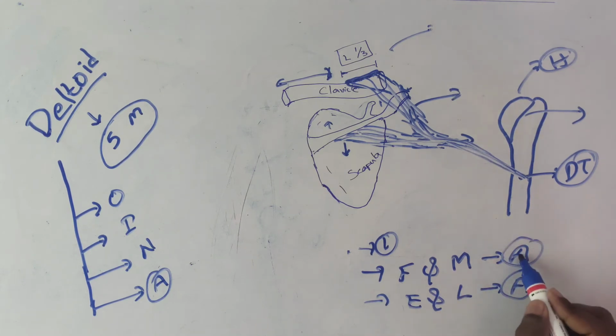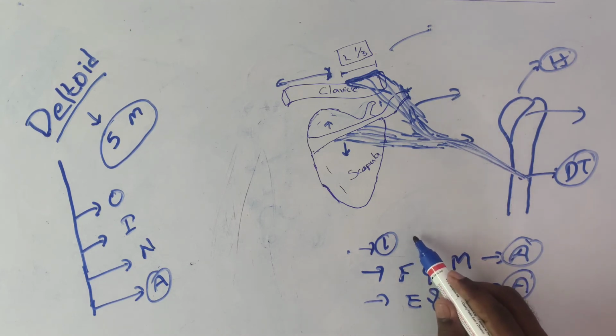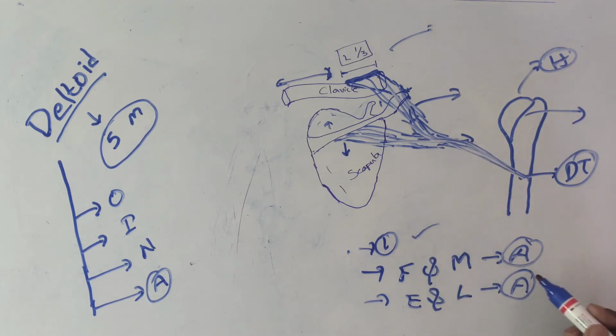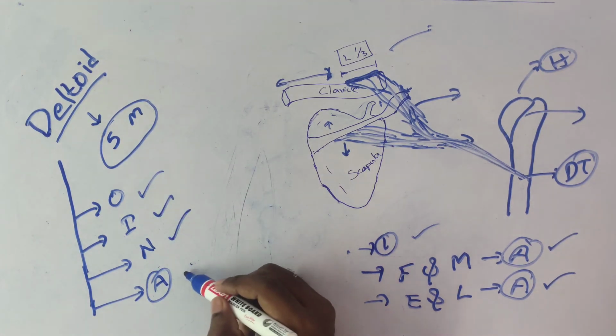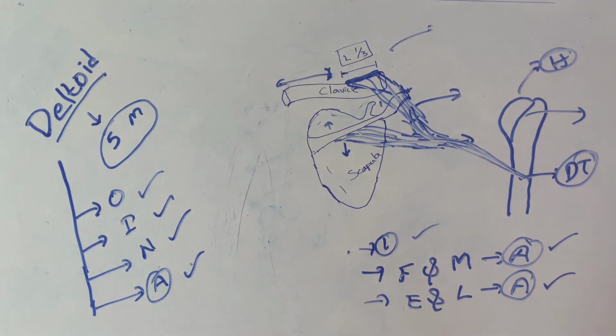Okay, there are 3 functions or actions. First one is it helps in the powerful abduction of arm. Next one is its anterior fibers help in the flexion and medial rotation of arm. Next one is its posterior fibers help in the extension and lateral rotation of arm. This is all about the action of the muscle. We have completed origin, insertion, nerve supply and action or function of the muscle. This is all about the deltoid muscle, important for 5 marks question.